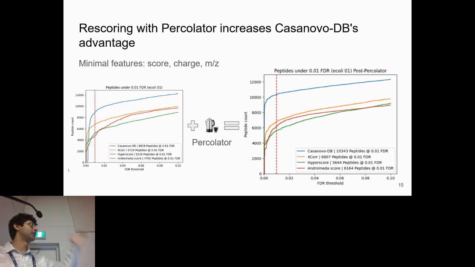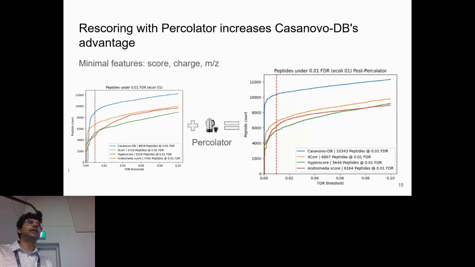We also threw in Percolator into the mix because that's a very common tool to use within mass spec workflows. And we use a very minimal feature set, simply just score, charge, and the mass to charge ratio. That's it. That's all that went to Percolator. And our advantage grew even further for a lot of these organisms and score functions. What this tells us is that with a little bit of alignment, Casanova DB can work even better.